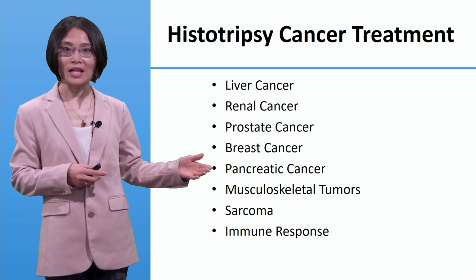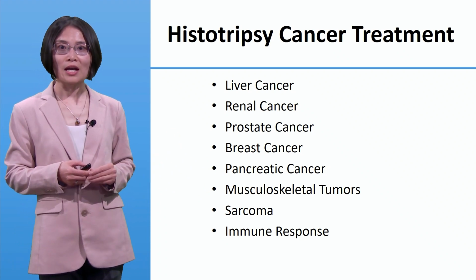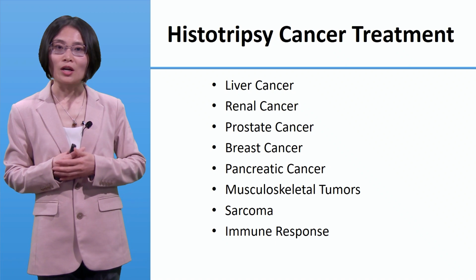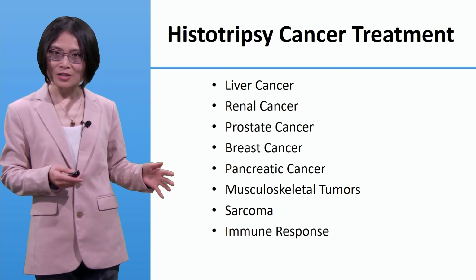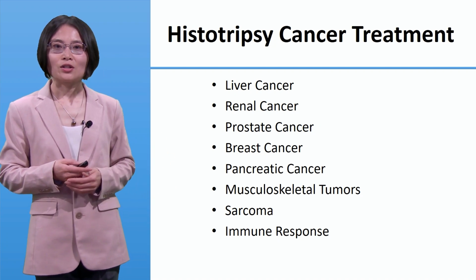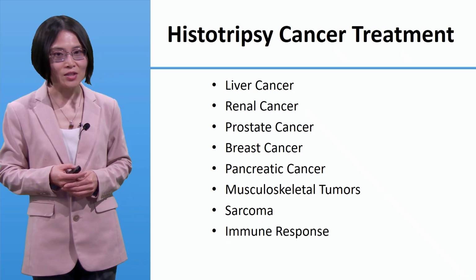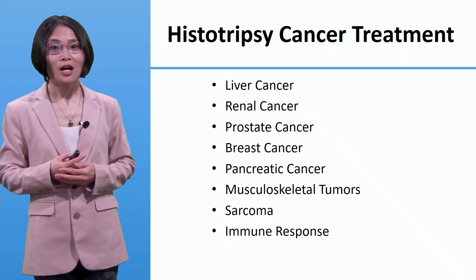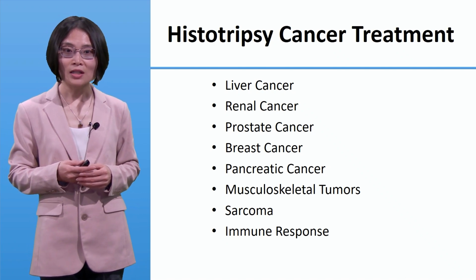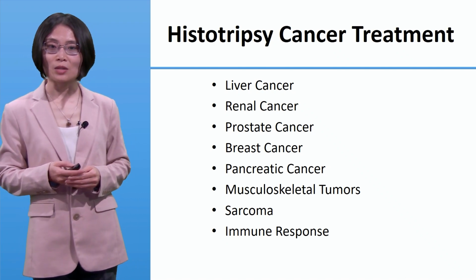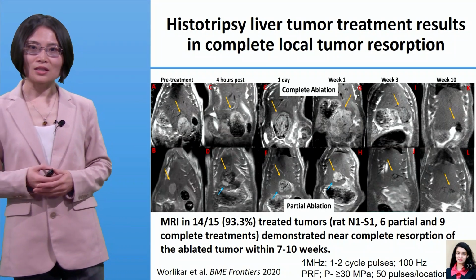Start with the histotripsy cancer research. For cancer research, histotripsy has been investigated for a number of different cancer treatments, including, and again not limited to, liver cancer, renal cancer, prostate cancer, breast cancer, pancreatic cancer, actually brain cancer too, musculoskeletal tumors, sarcoma, and also histotripsy has been shown to stimulate immune response. So first we'll start with liver cancer.